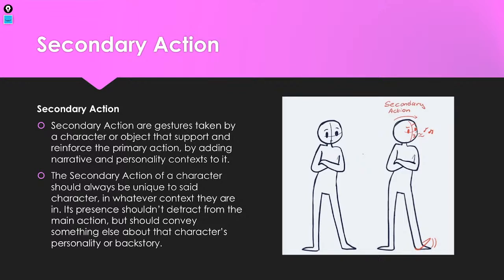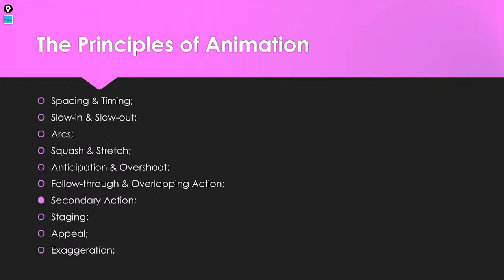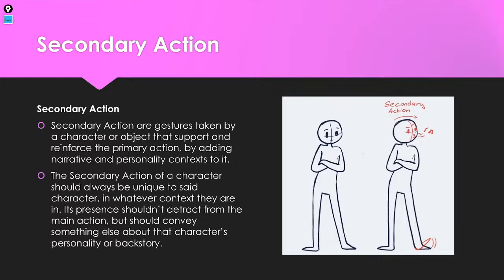All good. So, today we're going to be talking about secondary action. Secondary actions are gestures, and this is important to mention because it's not difficult to get secondary action confused with overlapping action, because the two are very similar. Secondary actions are gestures that a character or object does that support and reinforce the primary action. So the best way to understand this is to imagine that you're describing a clip to someone, okay?